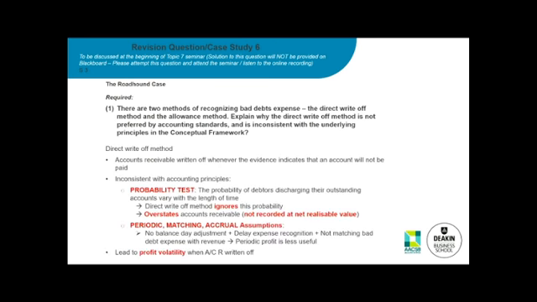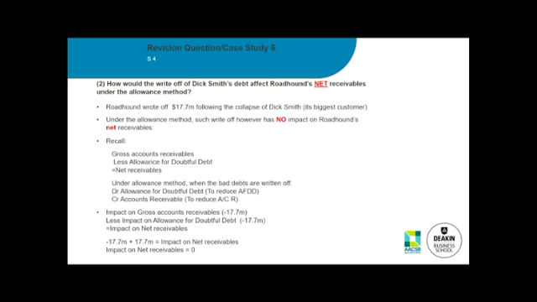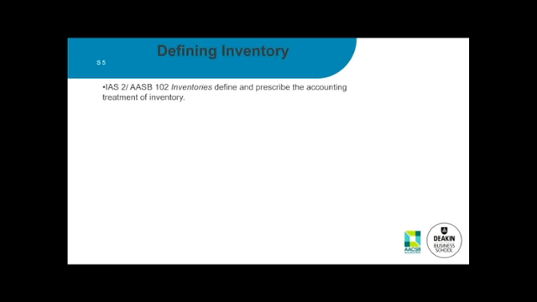So let me skip through that quickly. So we have the International Accounting Standards Board, and we have the AASB, Australian Accounting Standards Board. The standards are different, but it's essentially the same standard, right? Because Australia accepted the International Financial Reporting Standards. And the standard is on the inventories, which defines and prescribes the accounting treatment of inventory.